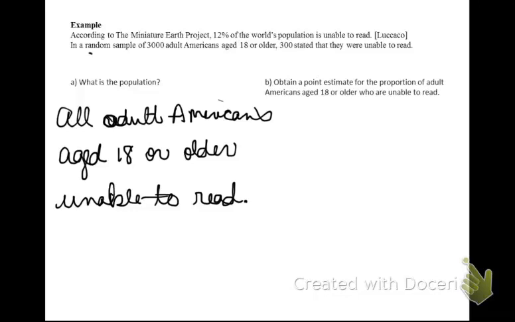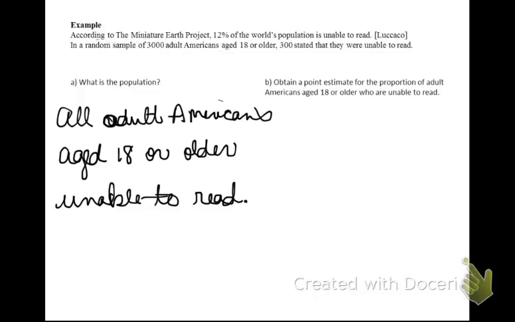If you take the random sample of 3,000 adult Americans aged 18 or older unable to read, and replace the 3,000 with the word all, that's your population. So all adult Americans aged 18 or older unable to read.